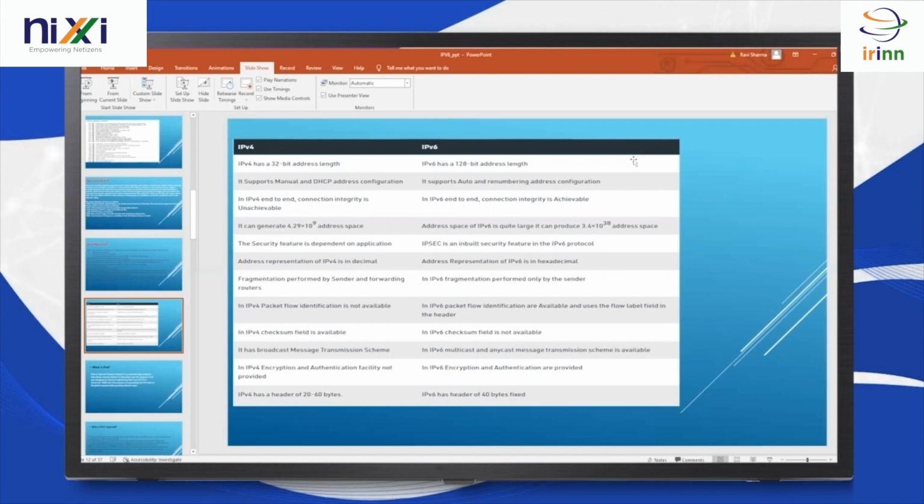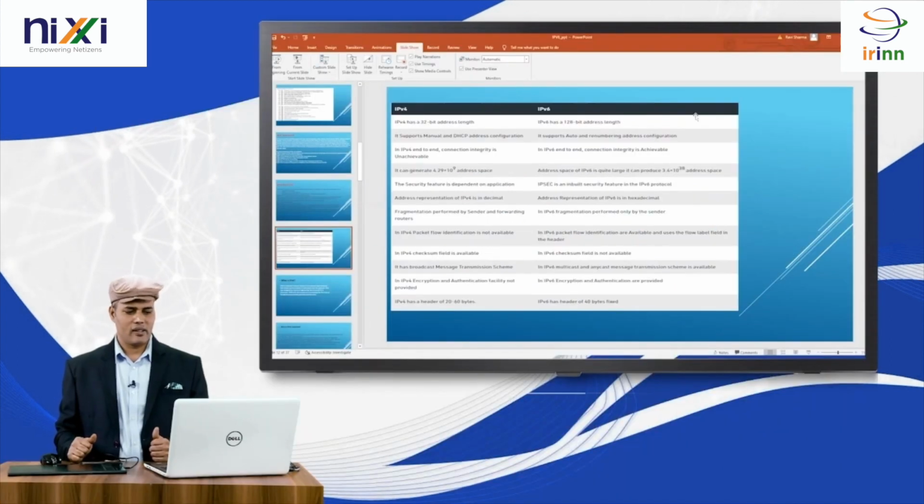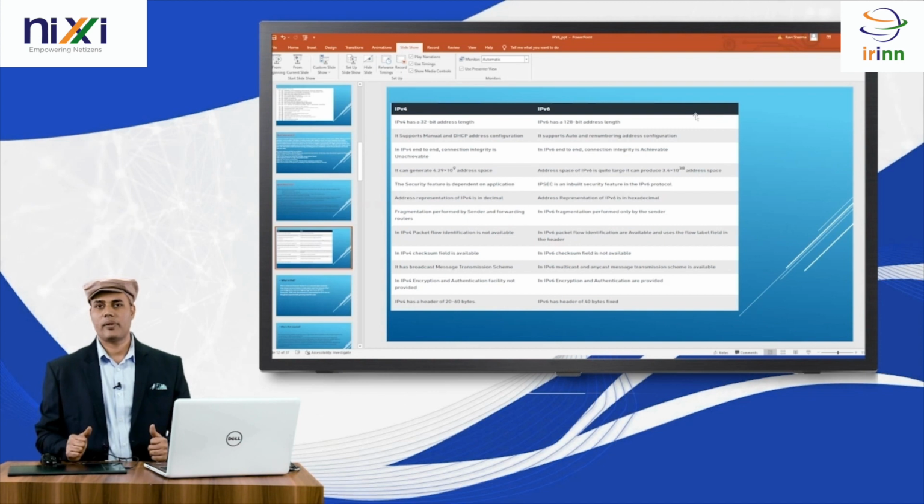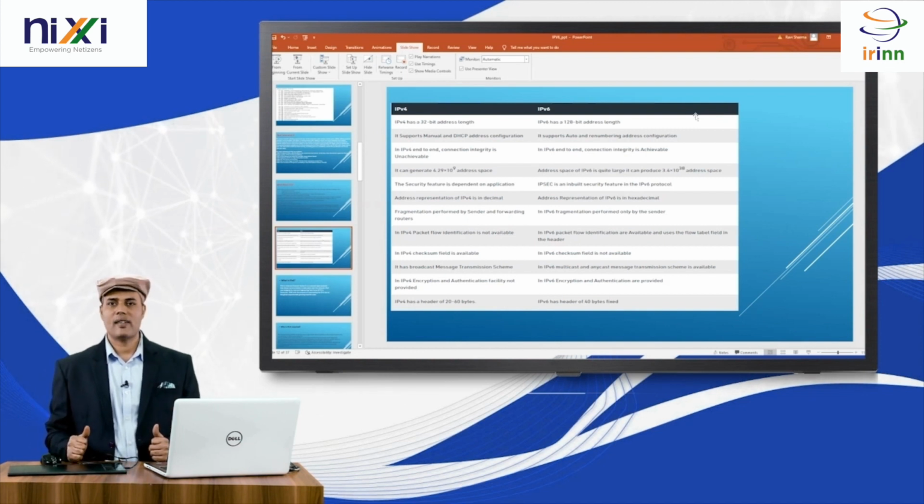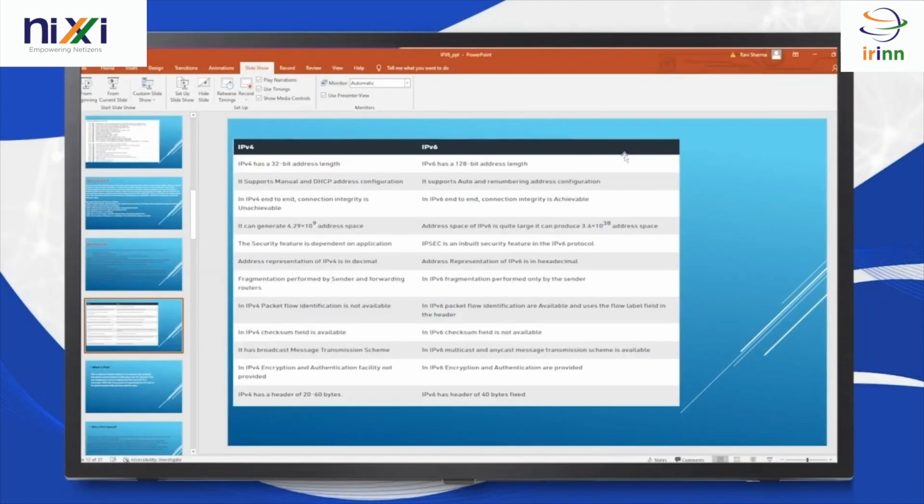IPv4 can generate approximately 4.29 times 10 to the power 9 addresses, whereas in IPv6 we can go for quite a larger number than we think. It can produce 3.4 times 10 to the power 38 addresses. In IPv4 the security feature is dependent on the application, but in IPv6 we have built-in security in the protocol. IPv4 address representation is in decimal. In IPv6 we have address representation in hexadecimal values. In IPv4, fragmentation is performed by the sender and forwarding routers. In IPv6, fragmentation is performed only by the sender.